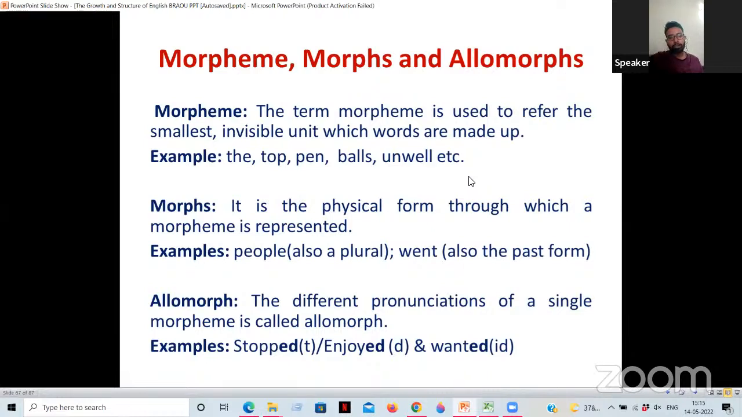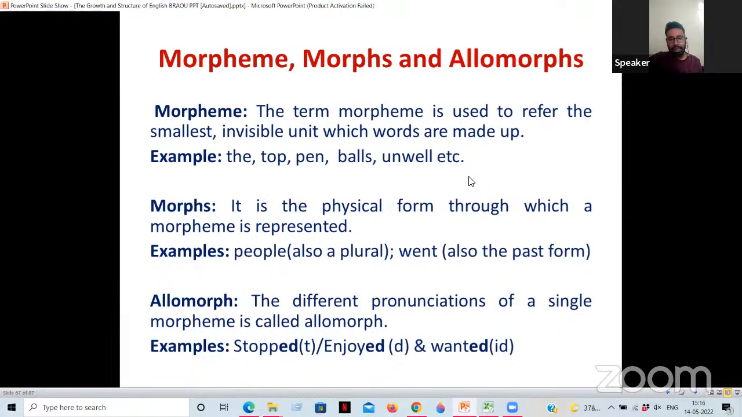Similarly, there is another thing called the allomorph. And what is it? When a morpheme has different pronunciations, that is what is called an allomorph. For example, see the examples over here. I have mentioned three words. One is stopped, another one is enjoyed, and the third one is wanted. Now, if you see the phonetic transcription, the morpheme ed over here, because stop is the root word, stop is the meaningful unit, and then we use ed to make the past form in all these words.